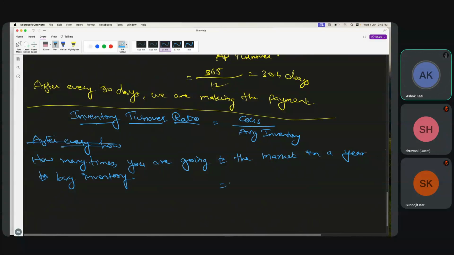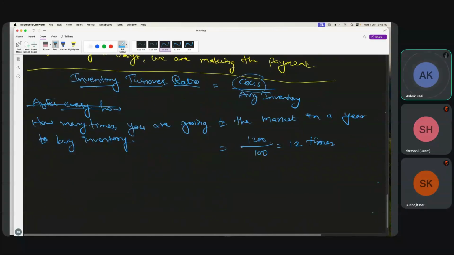Okay, example, imagine throughout the year cost of goods sold is 1200, and average inventory that you have is 1200. That means 12 times in a year you are going to the market to buy inventory. Now, is this too much or too less? It should be at par. Now you have to check with the industry standard. As I said, it will differ from industry to industry. So whichever industry it is in, it has to be checked with that.